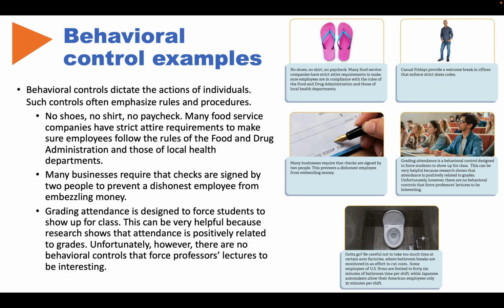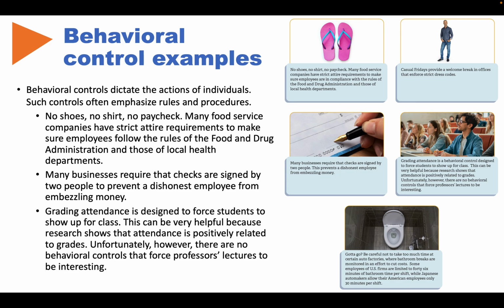Some examples would be here that many restaurants or food service companies or manufacturing companies that manufacture food have very strict attire requirements, right? They have policies on how you need to be dressed. And this is to make sure that employees here in the United States follow the rules of the Food and Drug Administration and also those of local health departments. So dress attire policy is a behavioral control example.